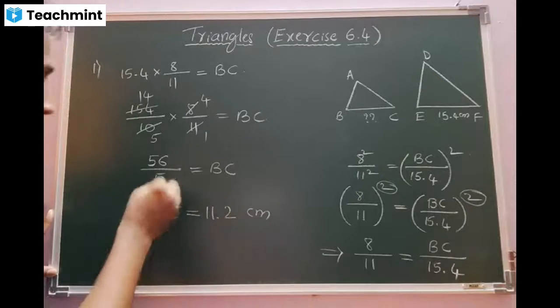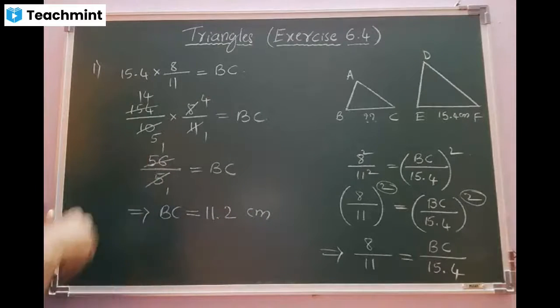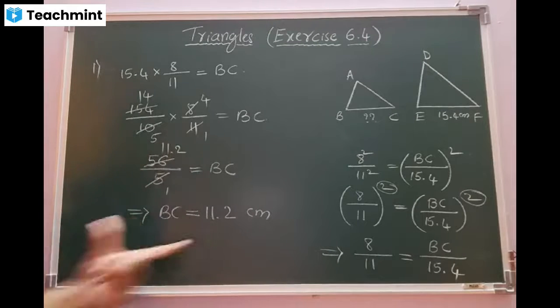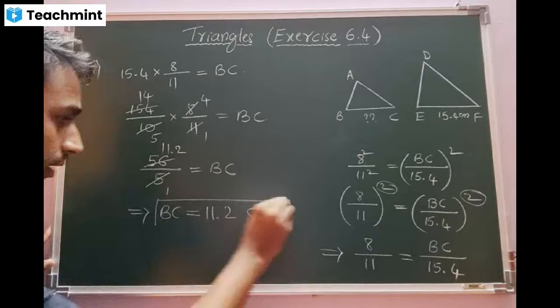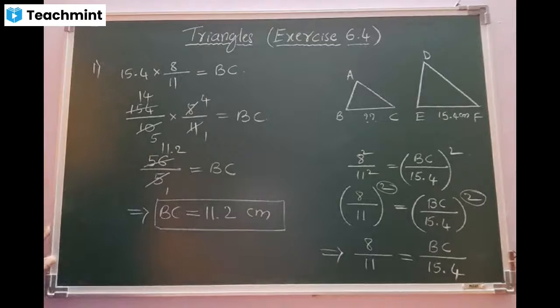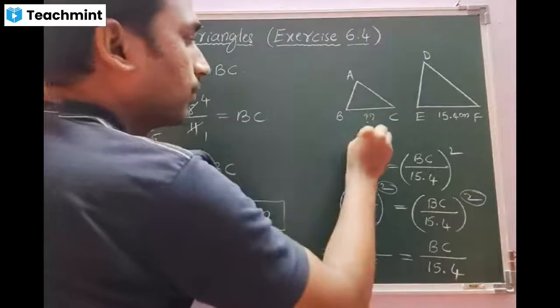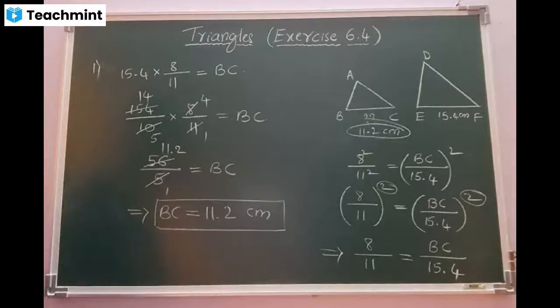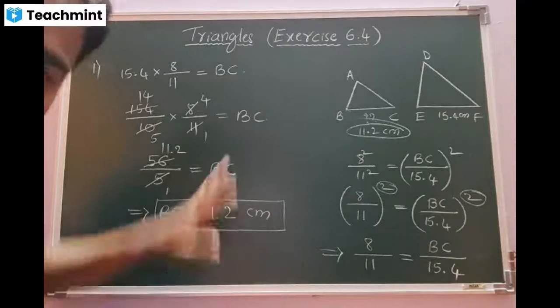11.2 centimeter. 5 ones are 5, 1 is remaining, so it becomes 0.2. So final answer BC is equal to 11.2 centimeter. So this answer is 11.2. Copy, beta, quick. Is there any confusion in the answer, beta?